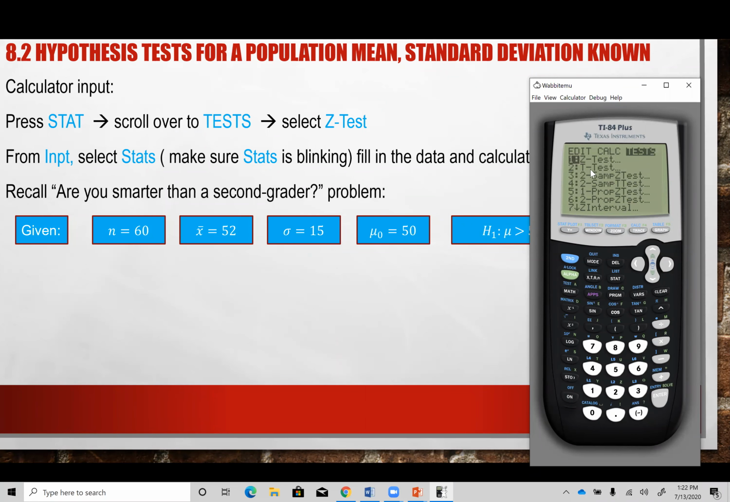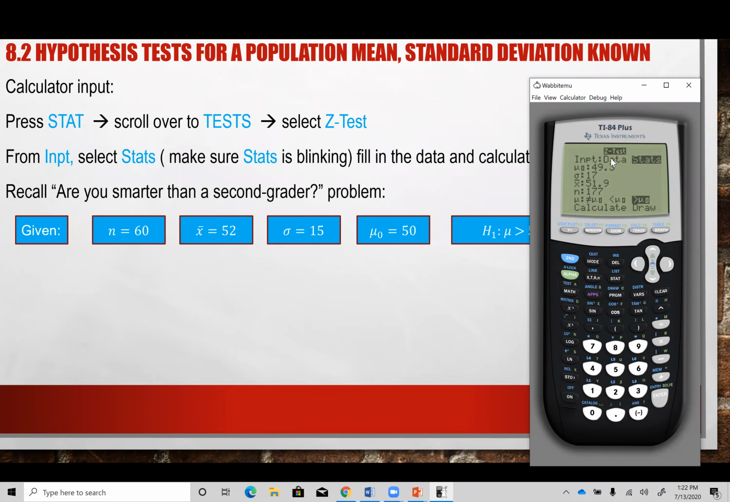As you can see, there's also the t-test, which is what we're going to do tomorrow, and the one-prop z-test, which is number 5. That's what we're going to do tomorrow too. But for now, we use the z-test. This is what you should see on your screen.